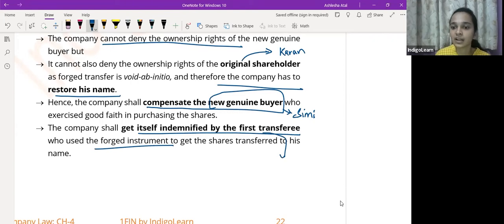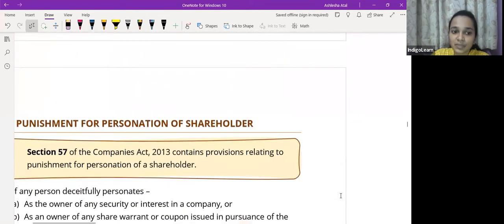Meaning who? Mr. Adi. Okay. So what will happen if, on the basis of a forged transfer, the transferee who forged the document got the shares transferred in his own name, and he makes a further sale to a genuine buyer? That genuine buyer has to be compensated by the company. However, whatever compensation or damages the company pays to this genuine buyer, the company can recover all of this from the transferee who had registered this forged instrument of transfer. Is it clear? Did you understand forged transfer?